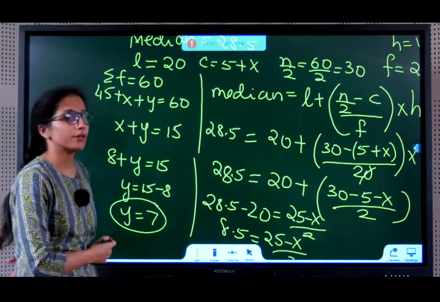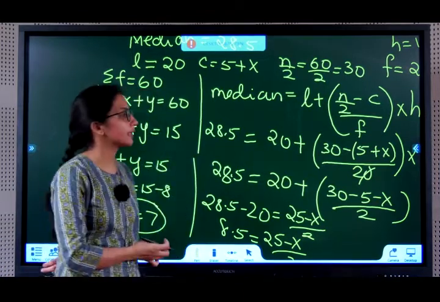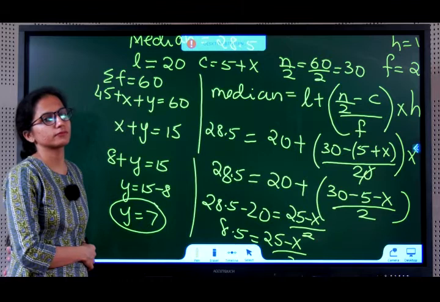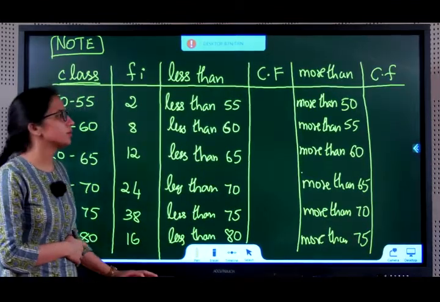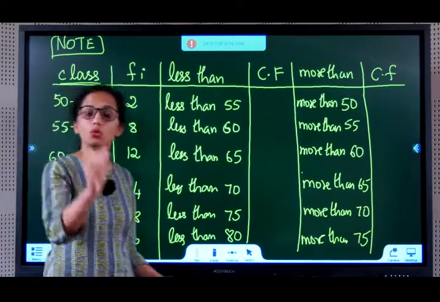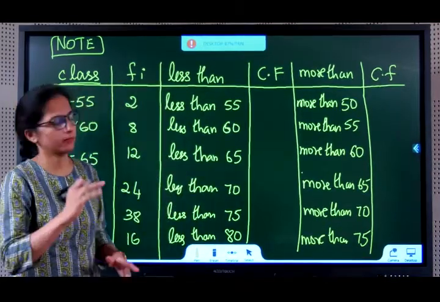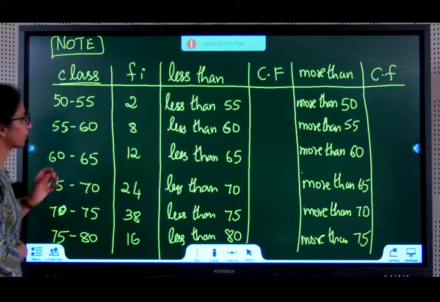You basically form two equations, one using summation f and the other one using the median formula, because median was given in the question. Until now, in these problems, we kept doing cumulative frequency, but do you know what that cumulative frequency means? We'll understand it in detail in this note. Please put a note and write this down.